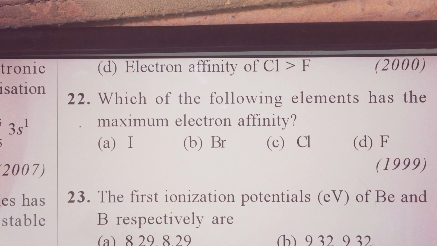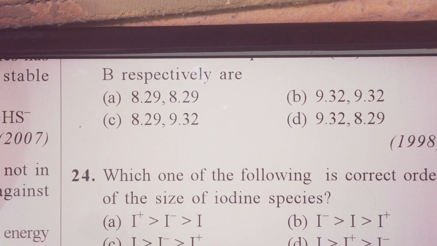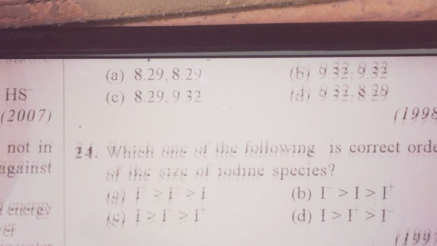Answer is C. The first ionization enthalpy of beryllium and boron. Beryllium is greater than that of boron. The only option that corresponds to this is D. Reason: beryllium has full 2s orbitals that has extra stability.